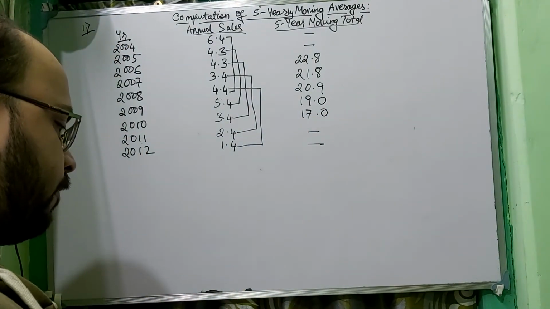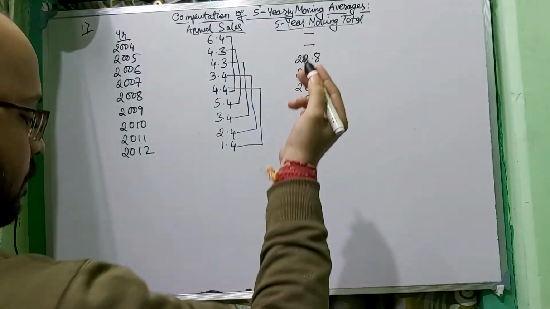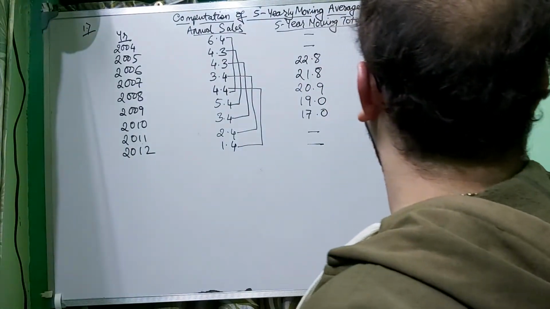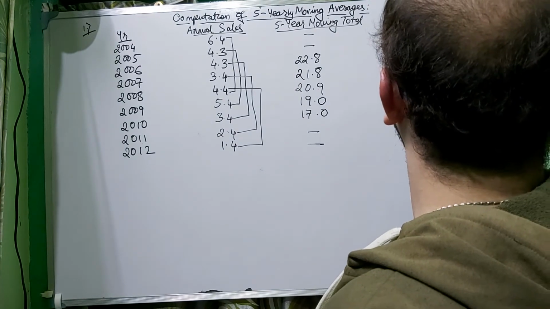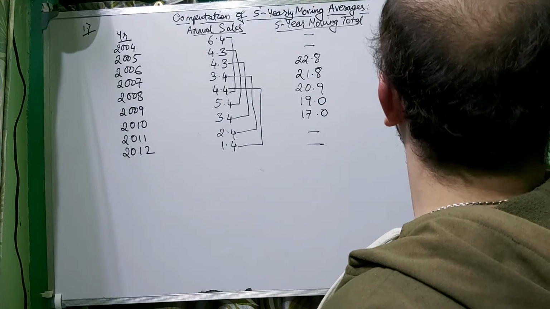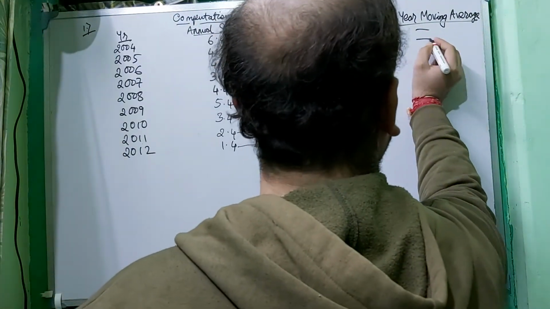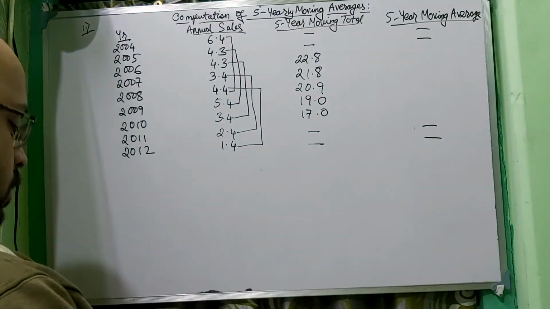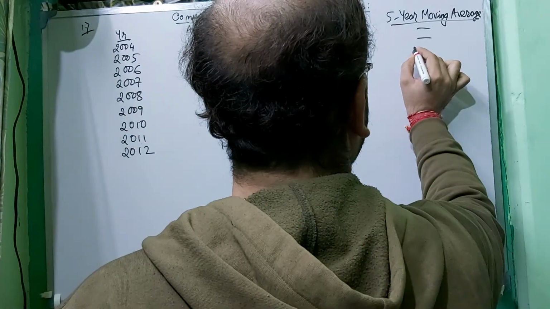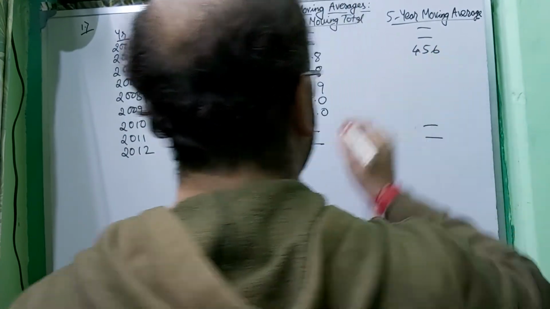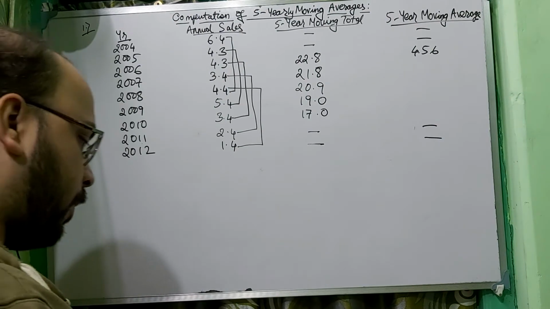Now the 5-year moving average. It is the total, and average means this divided by 5, obviously. So the 5-year moving average will be 22.8 divided by 5, which means 4.56. Then 21.8 divided by 5 is 4.36.